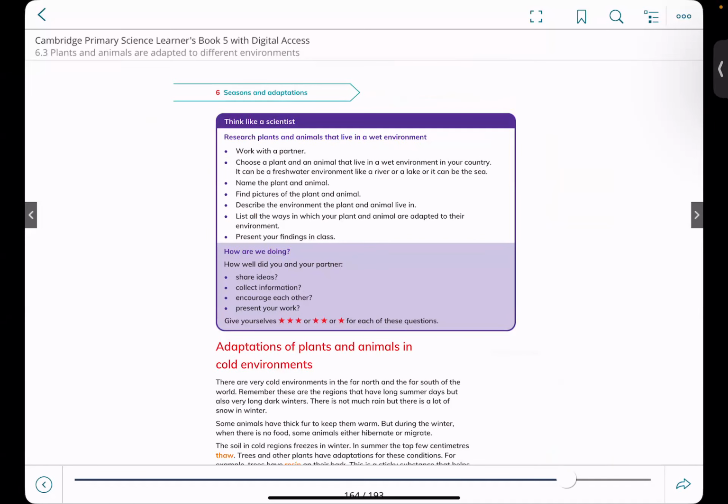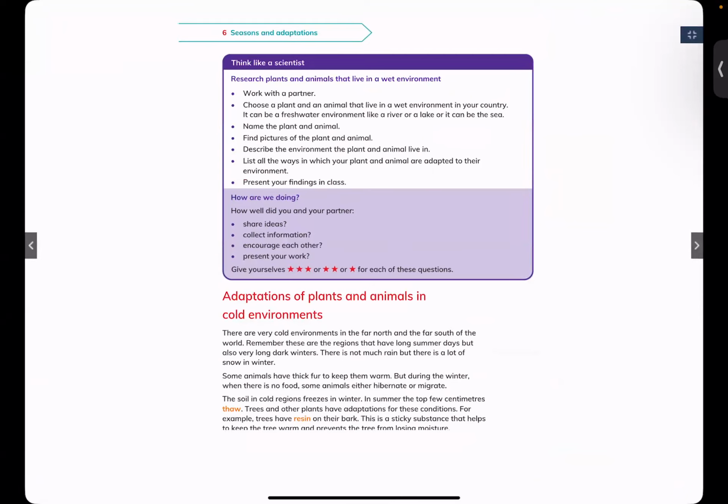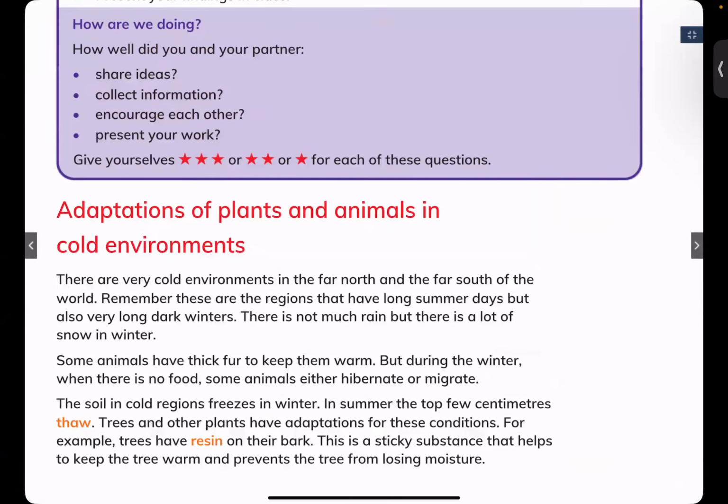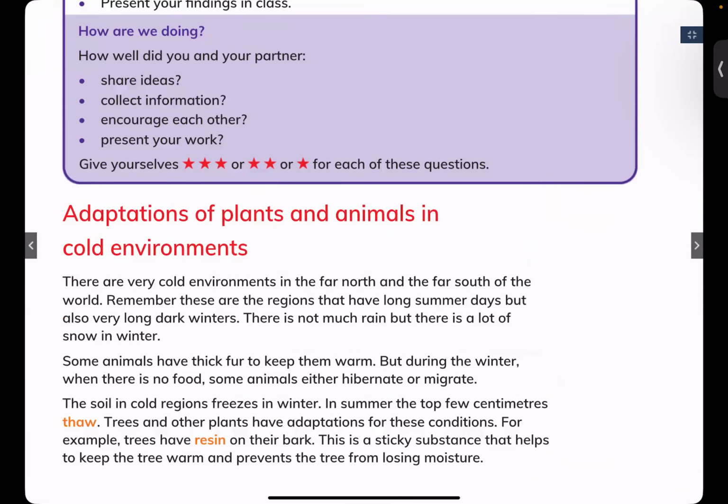Now, again, we are talking about adaptation of plants and animals in cold environment. So before that, we need to know which plants grow in cold environment. The Christmas tree that we decorate, the fir tree, grows in the winter, in the cold climate. And how have they been adapted to it?